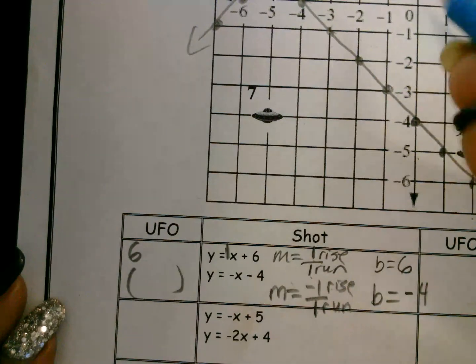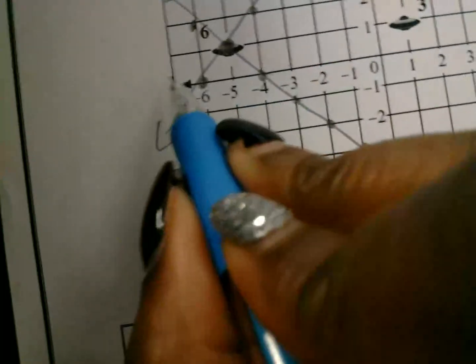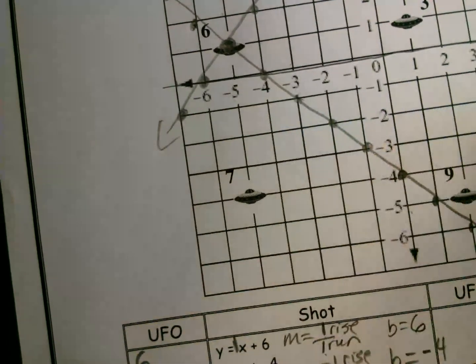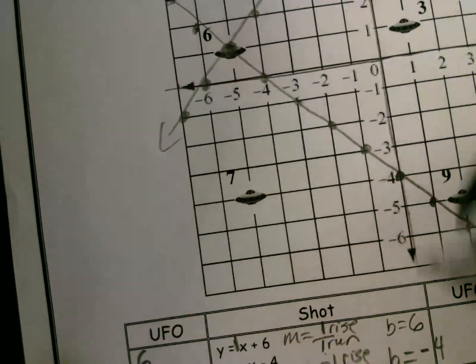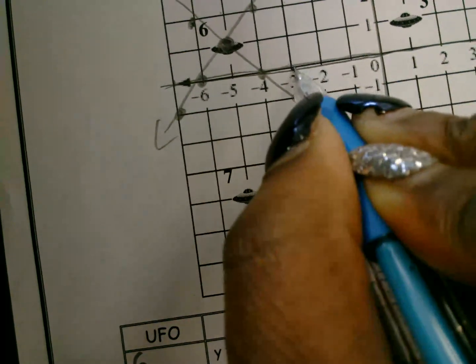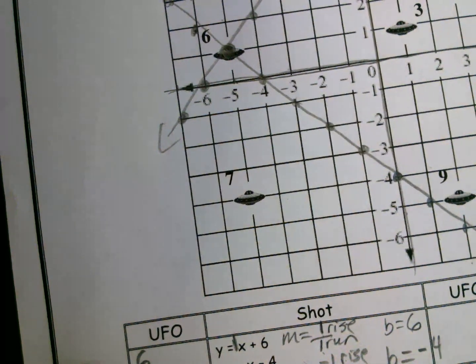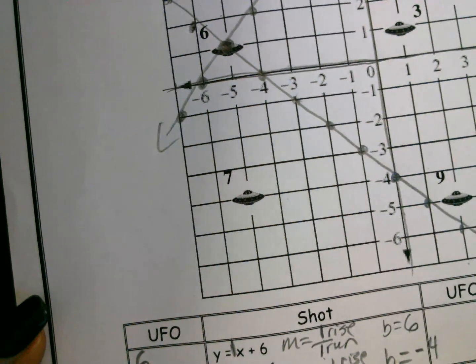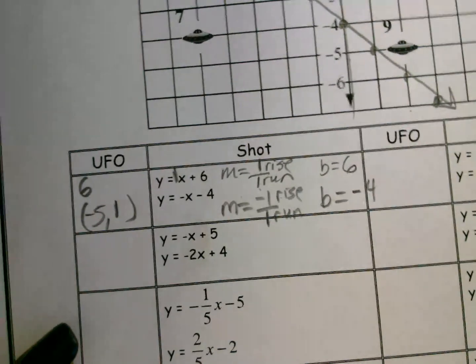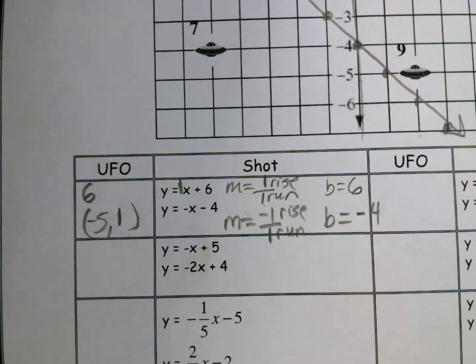And the ordered pair is, let me label. This is my x-axis. This is my y. Okay, so on the x-axis, negative 5, and up 1. Negative 5, positive 1. So the first one is UFO 6.